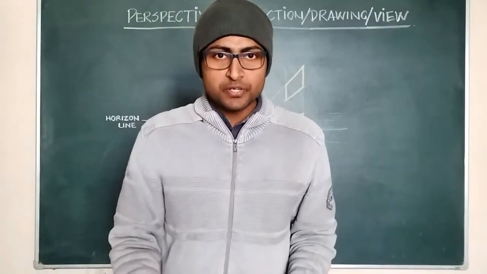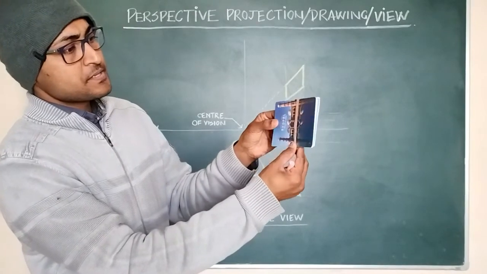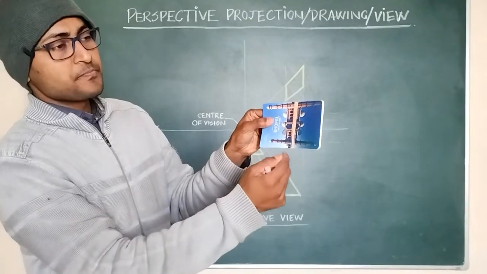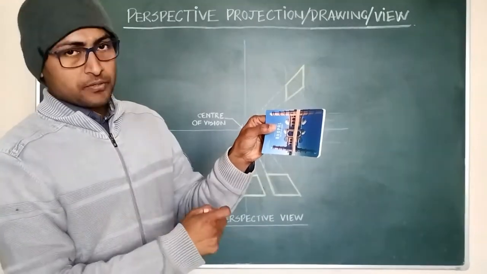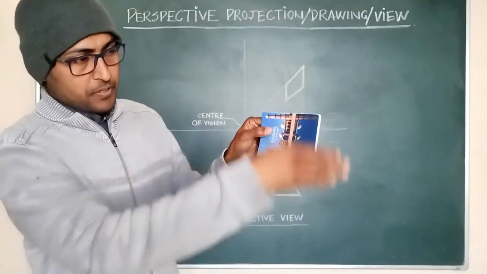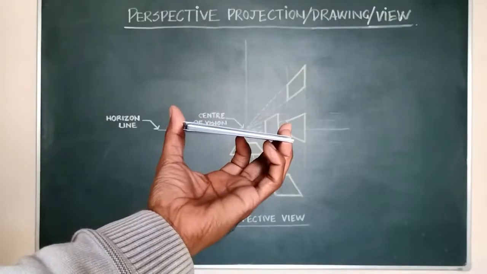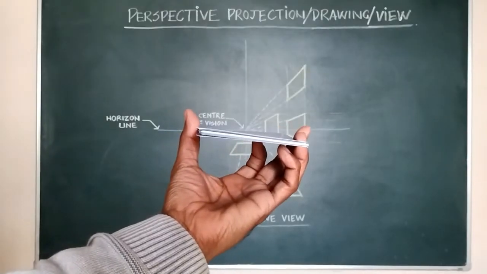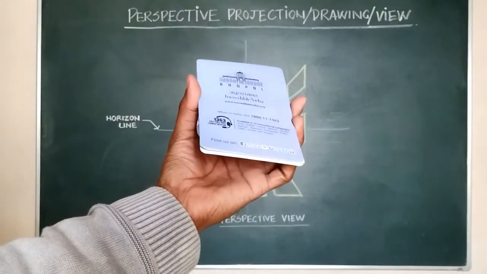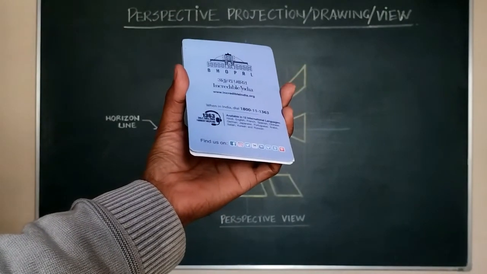We can also put our plane vertical but not in this manner, something like this. Now here this plane is also making some angle with the picture plane, or I can say these lines are not perpendicular to the picture plane. What we are going to do now, we are not putting our plane horizontal, we are putting our plane something like this, making some angle with the horizontal plane and also with the picture plane.